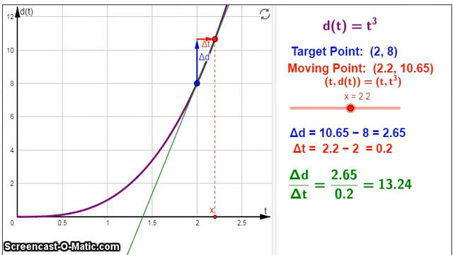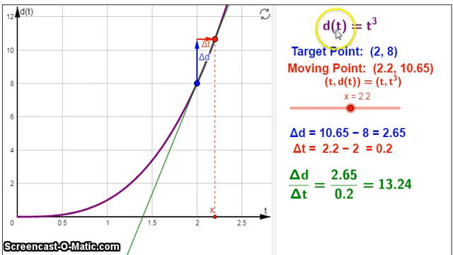In physics class, you learned that the slope of a position curve gives you the velocity of the object whose position is represented by that curve. In other words, if I have an object that's traveling according to this function, distance d from some point as a function of time is equal to time cubed. Okay, and that generates this purple graph right here.